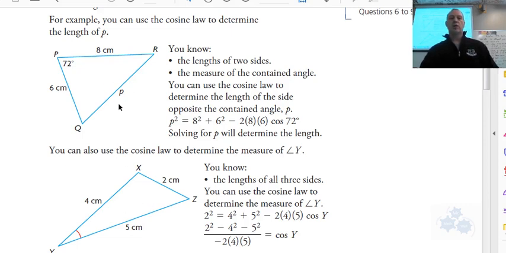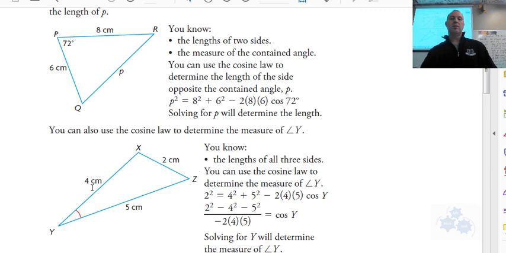So in order to solve for p here, you kind of have to remember how things go in what order. So p squared, if it's a side, is going to be by itself on one side of the equation. Then it's going to equal 8 squared plus 6 squared minus 2 times 8 times 6 times cos 72. Okay, so that's the pattern. And then you solve for p. Make sure you square root this side when you're done to get p by itself. Okay, so that's cosine law.